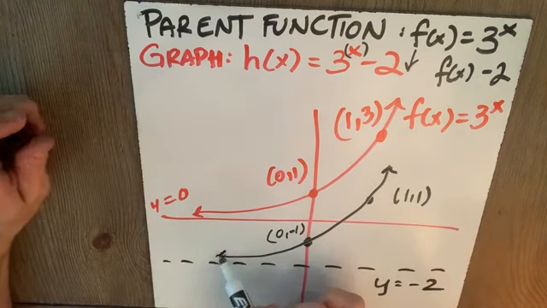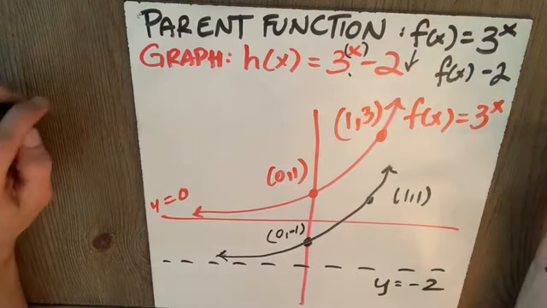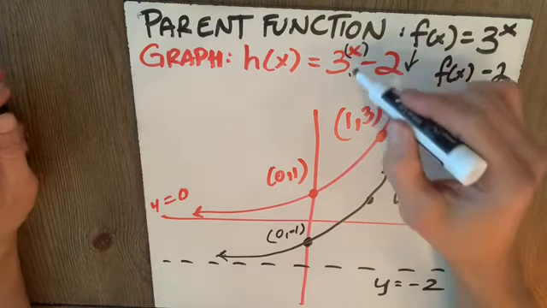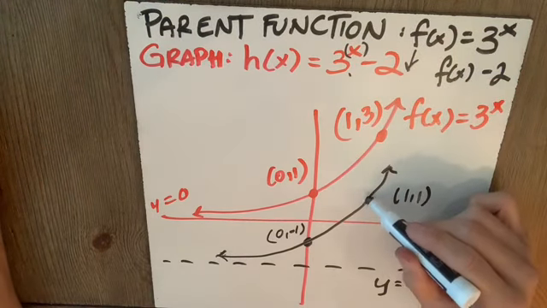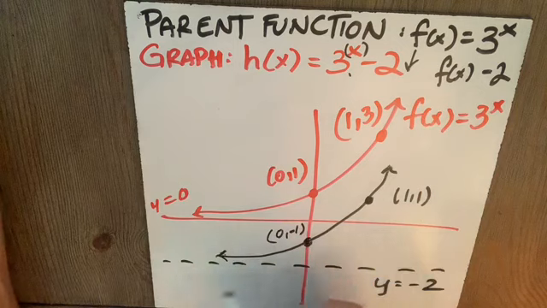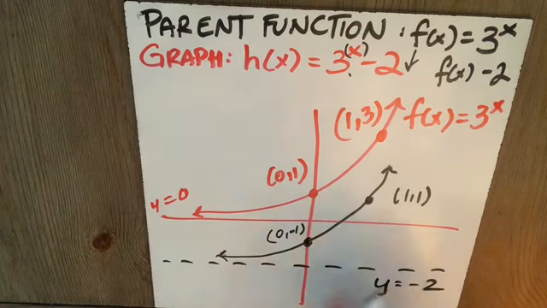And I can still show exponential growth because my base is greater than 1 and my exponent is positive. So I've done my job. 2 points and 1 asymptote. I've drawn it and I've labeled each of the 3 components that I'm looking for.